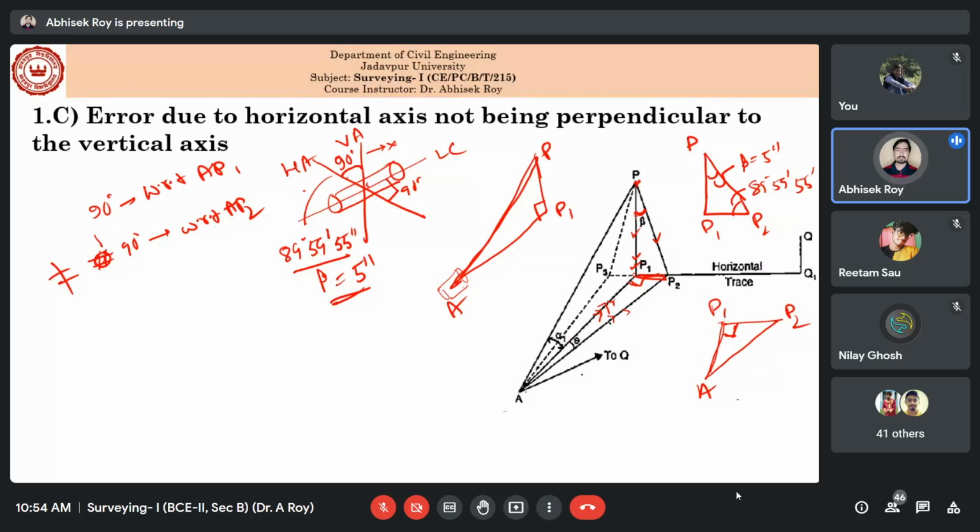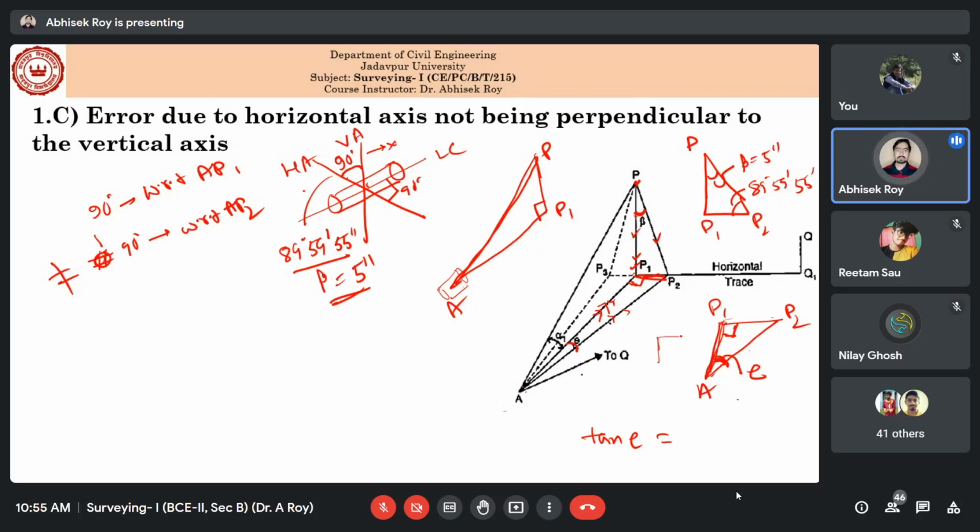Now what will be the actual error? Your actual error is this angle, E, because your ideal measurements should be with respect to AP1, but you are measuring with respect to AP2. So this is the error in the angle measurements. So obviously E is the error. Now in this triangle, if you apply tan E, that will be perpendicular by base. What is the perpendicular here? Perpendicular is P1 P2 and base is AP1, right?